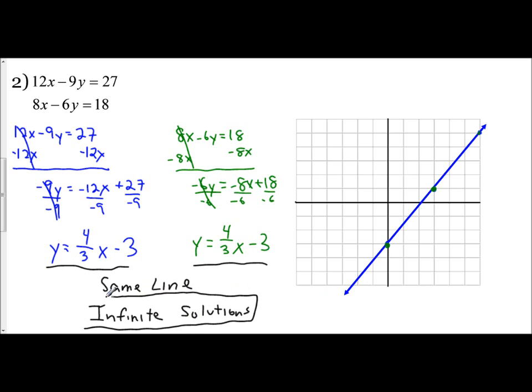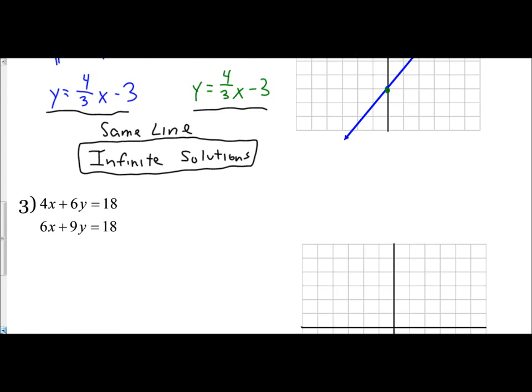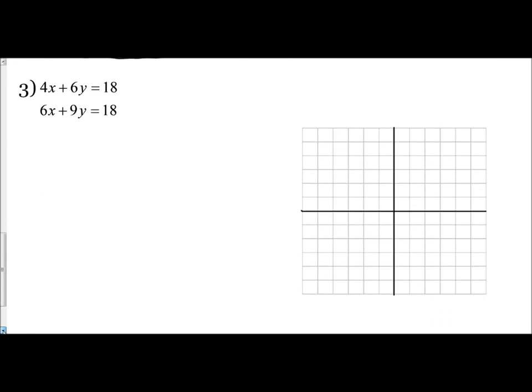And so we see an example of what an infinite solutions graph looks like. Let's try the last one. You have 4x plus 6y equals 18, and 6x plus 9y equals 18. Slope-intercept form.